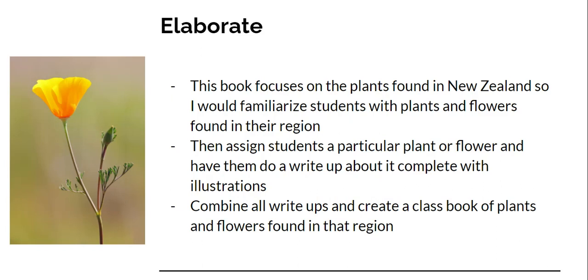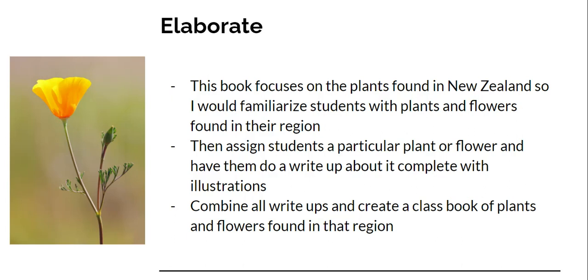Next one is elaborate. This book is, as you can probably tell by the title, about plants and flowers found in New Zealand. So I would familiarize students with plants and flowers that are found in their region. For instance, if I was teaching this in California, that is a California poppy. So I would show them pictures of that, show them maybe some trees that are more common in our area, like palm trees or redwoods or something along those lines.